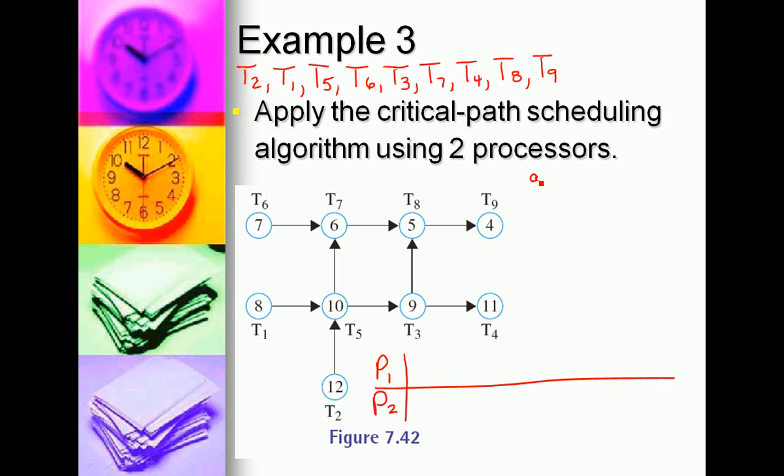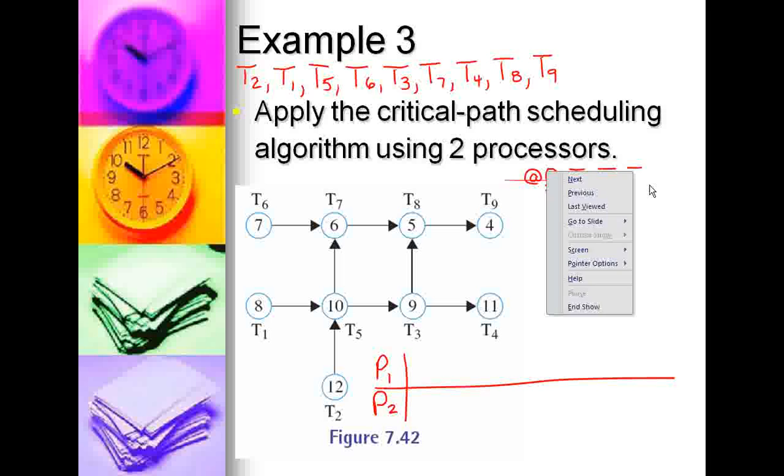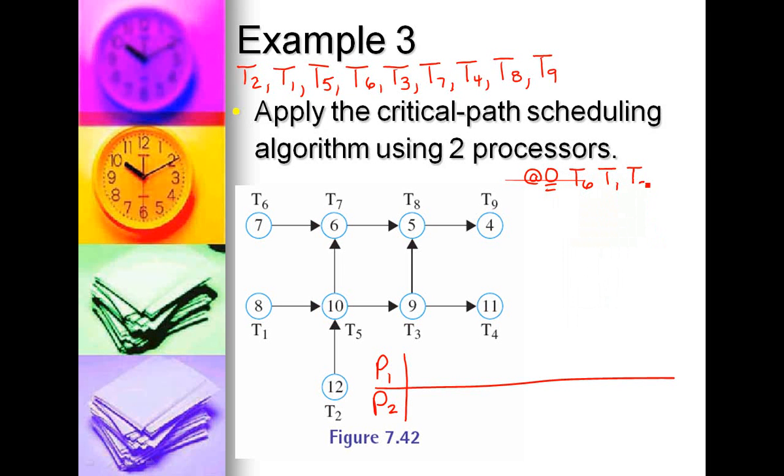So at the 0-minute time slot, your ready tasks are T6, T1, and T2. According to your list, T2 should be done first, length of 12, followed by T1 in processor 2. T1 had a length of 8.